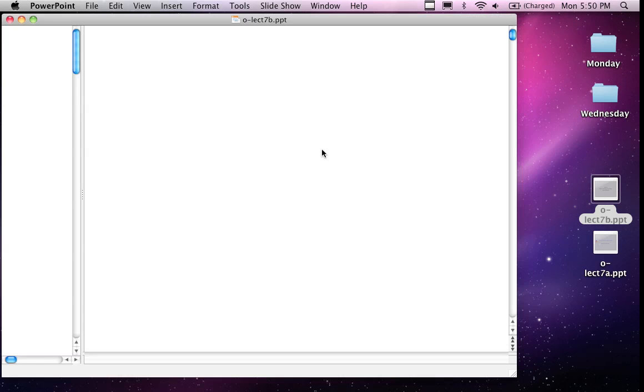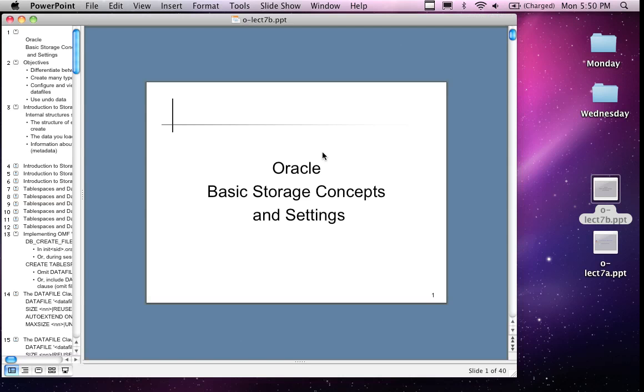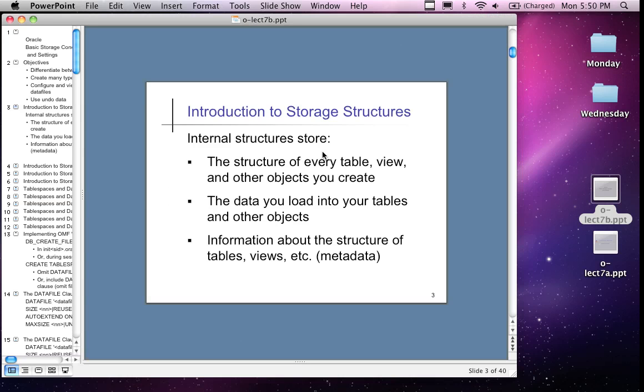You guys are getting restless too. Storage. Storage settings and concepts.